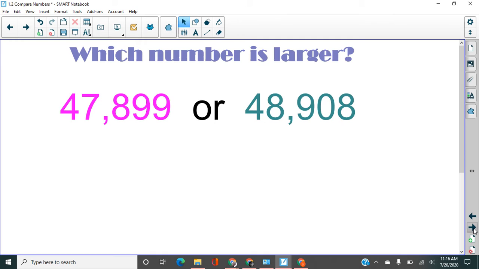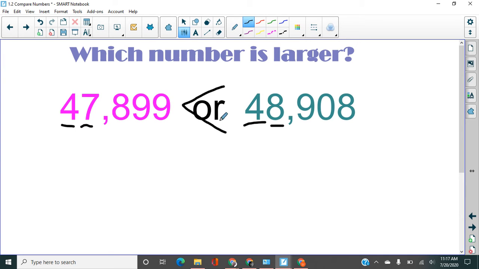So when we look at which number is larger, now we have 5 digits for each number, right? Each number up into the 10,000s place. So we can start with the 10,000s place. Here we have a 4, and here we have a 4. Each of those is worth 40,000, so we can't determine that. So now let's go to the thousands place. Here we have a 7, and here we have an 8, which means that this number is larger. And when we draw the greater than, less than signs, the mouth always eats the number that is larger.